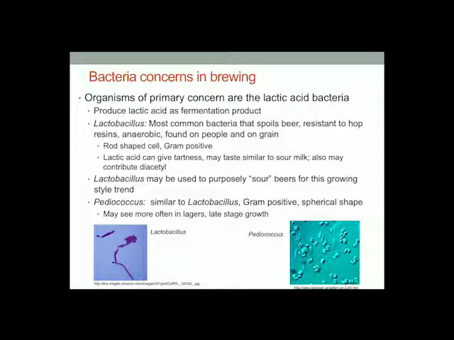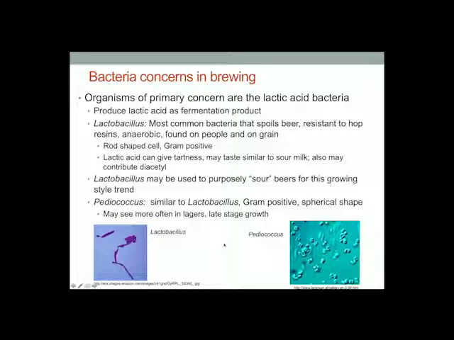Another organism is called Pediococcus. This is also a lactic acid bacterium, but it has a bit of a different shape. It has a spherical shape, and it's often more frequently seen in lagers, and it may exhibit a late stage growth in the fermentation of a lager. So Lactobacillus and Pediococcus are two of the primary bacteria that are concerned in brewing as spoilage.